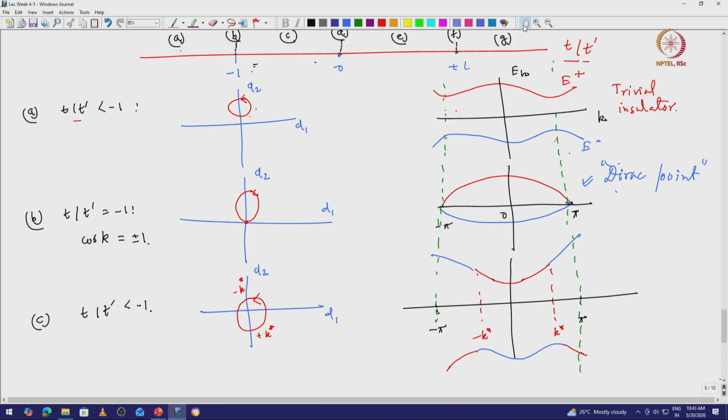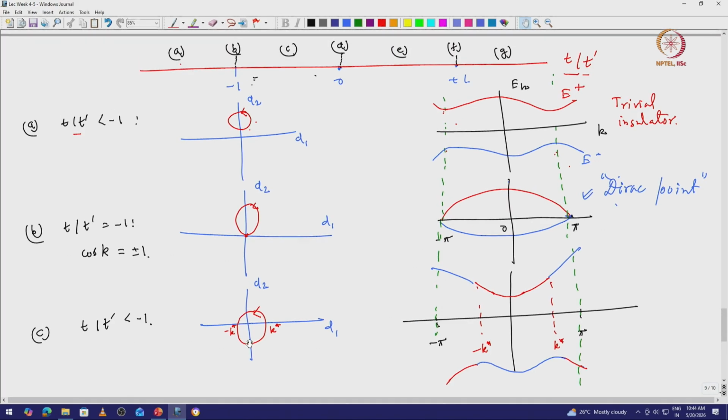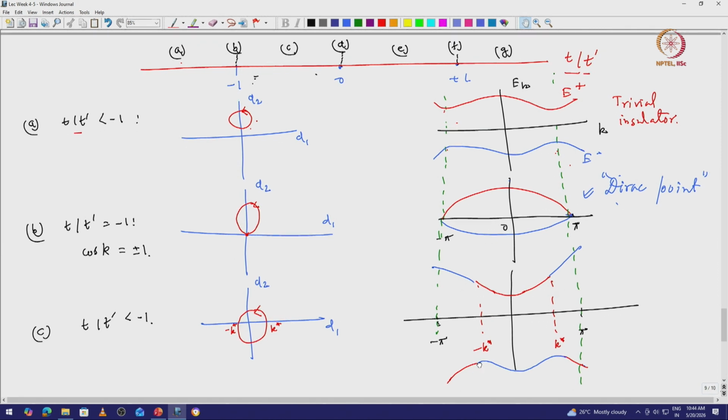Okay. And then again you go to k equal to 0, where d1 goes to 0, but d2 does not go to 0. Sorry, it is the other way, I made a mistake again. Minus k star, where d2 goes to 0, plus k star. Okay. So, you start from here, d1 goes to 0, then d2 goes to 0, then again d1 goes to 0 at the middle of the Brillouin zone here, and in between the band inversion has happened.